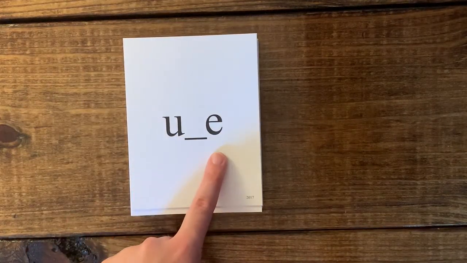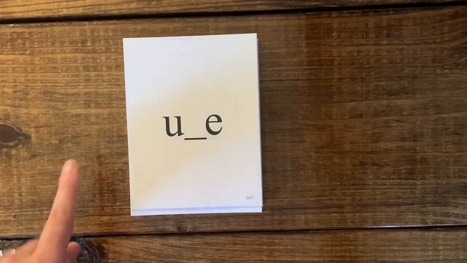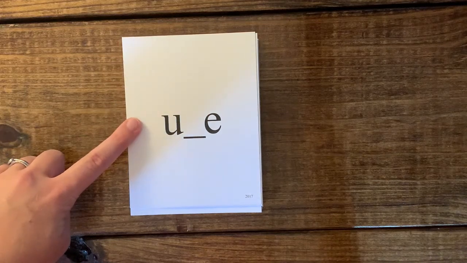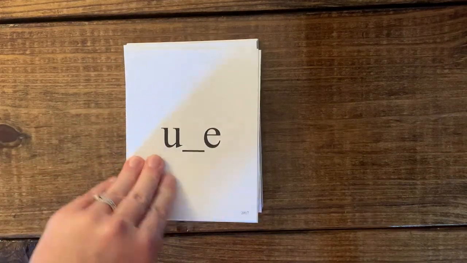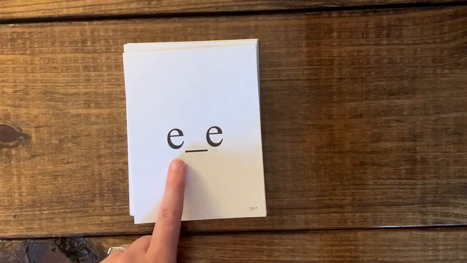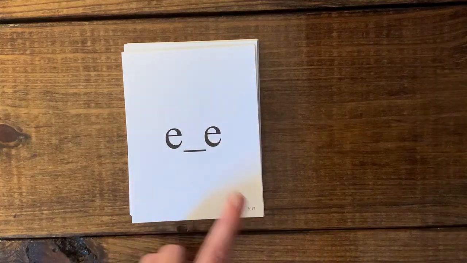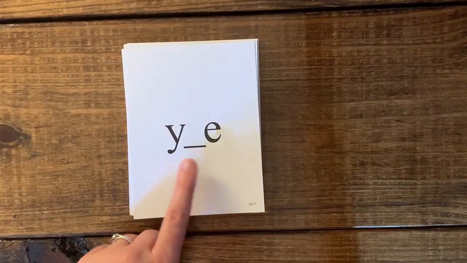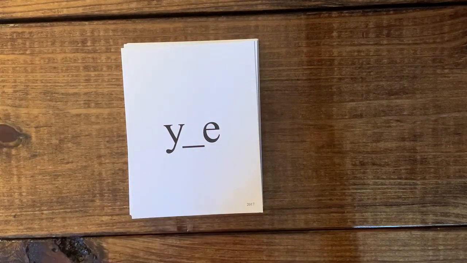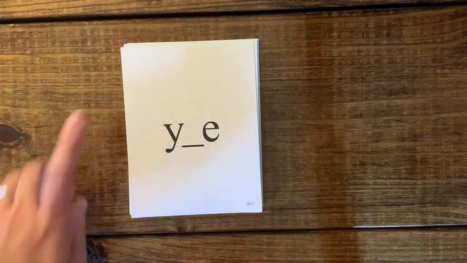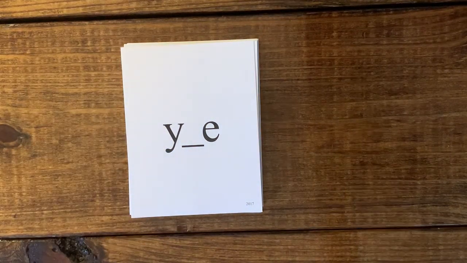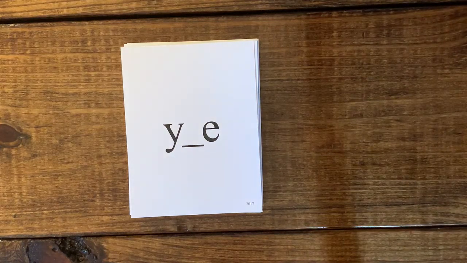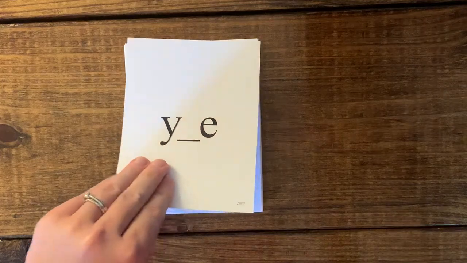U consonant magic E says two sounds. It can say U like blue and oo like tissue. E consonant magic E says E like Eve. Y consonant magic E says I like type. So remember, Y can sometimes act as a vowel. So in this case, it is acting like a vowel because it's making the I sound like type. Like if you're typing something on your phone.